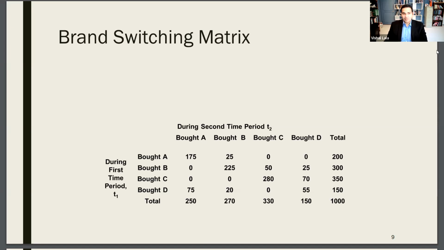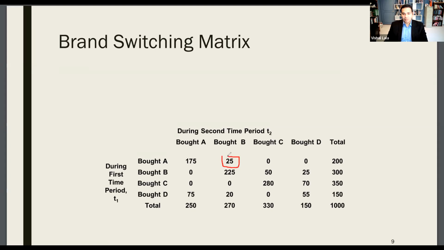We can also see out here that 25 out of those 200 people that bought brand A at time T1 have switched to brand B. As you examine this panel, you'll learn that while brand A has benefited in that the purchase of brand A at time T1 was 200, at time T2 is 250, you wonder, how has brand A gained? Well, brand A benefited from taking away sales not from B or C, rather from D.